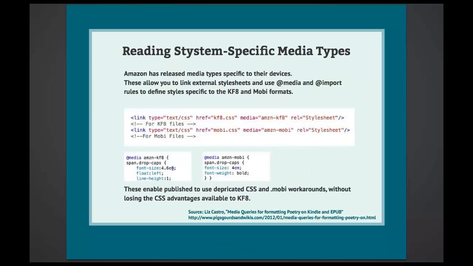Like I said, Amazon has released reading system-specific media types. Some of you may already use these. It's a way of calling CSS styles that are specific to KF8 and Mobi. So you can define CSS more in line with CSS3 for the KF8, and then you can use your Mobi workarounds under CSS with AMZN-Mobi. Those will subscribe to the Mobi platforms.